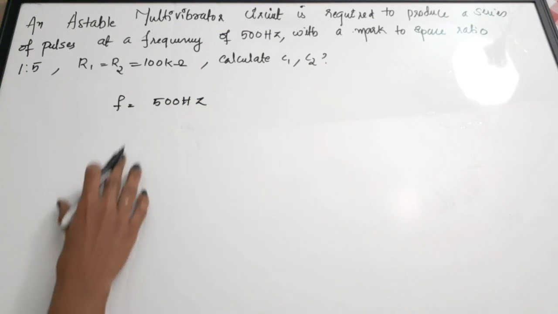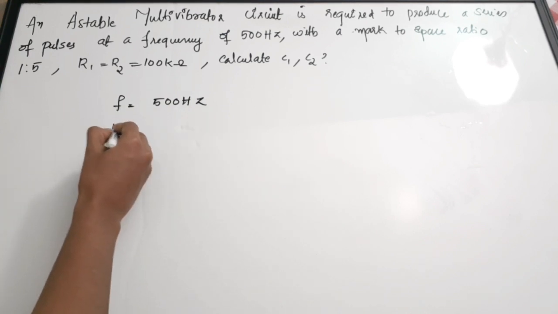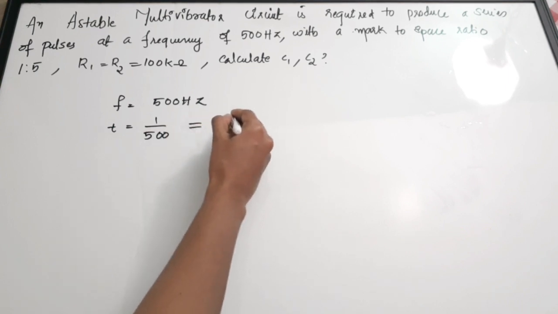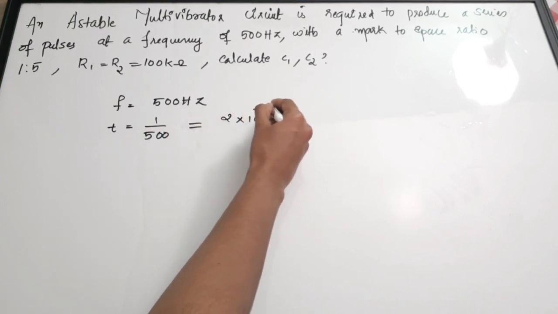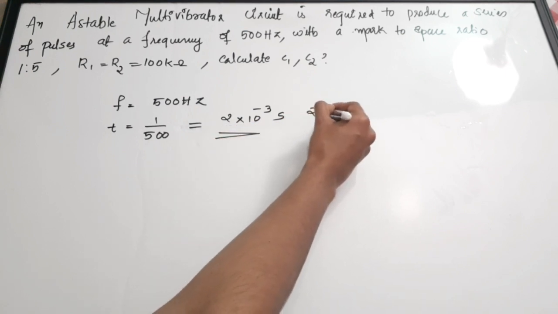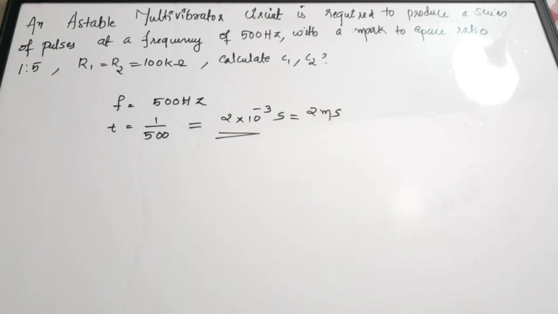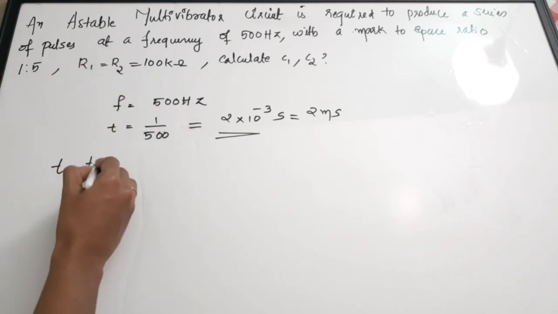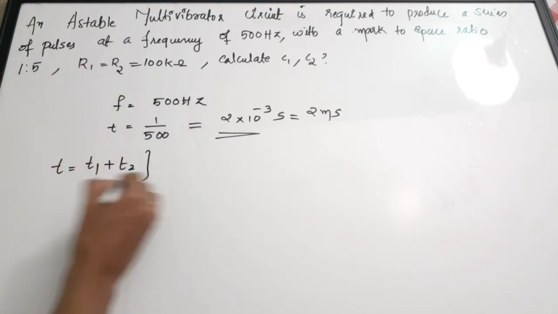Now, if f is 500, then what is T? T is equal to 1 by 500, which is equal to 2 into 10 raised to minus 3 seconds, or you can write it as 2 milliseconds. So this is the total time period. T is equal to T1 plus T2, right?